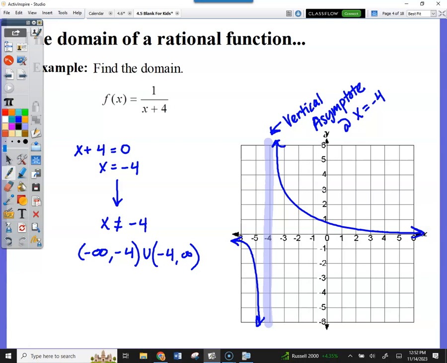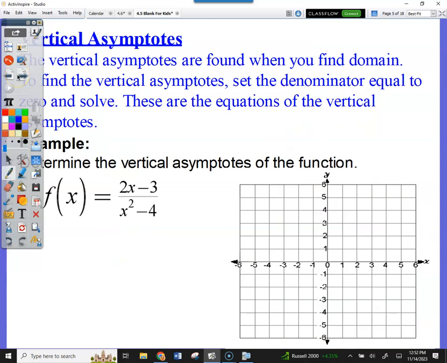So let's go to the next slide where we're actually practicing finding the vertical asymptote. Just the vertical, not the domain. What I mean by that is don't write the domain. You're just finding the vertical asymptote. Take your highlighter. Highlight: the vertical asymptotes are found when you find the domain. You set the denominator equal to 0 and you solve. The value you get is your vertical asymptotes.